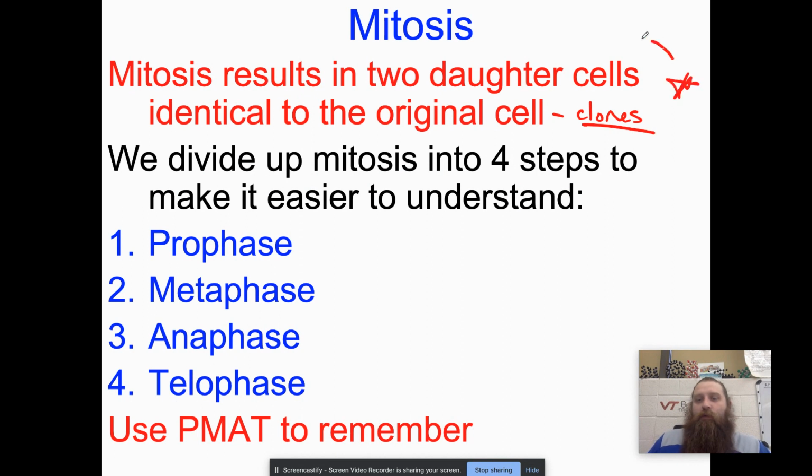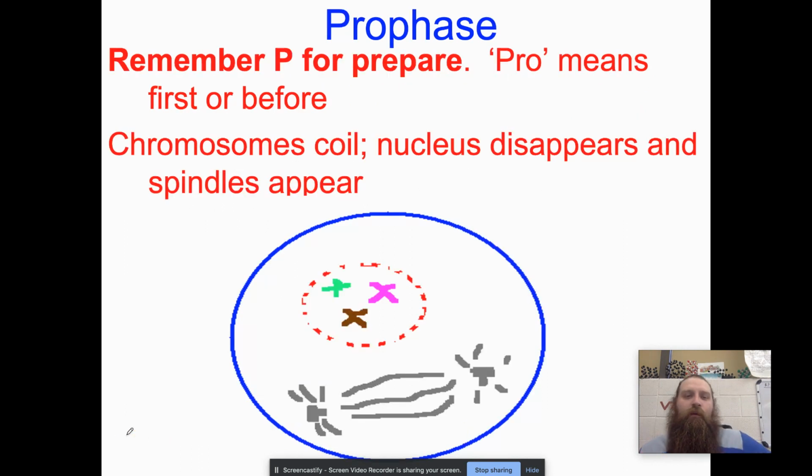You want to know this whole little sentence here. This is really important. There are 4 steps in mitosis. We have prophase, pro meaning before, the first. Meta, talking about the middle, which we'll see in a moment. And then we have anaphase and telophase. We use the acronym PMAT to remember this.